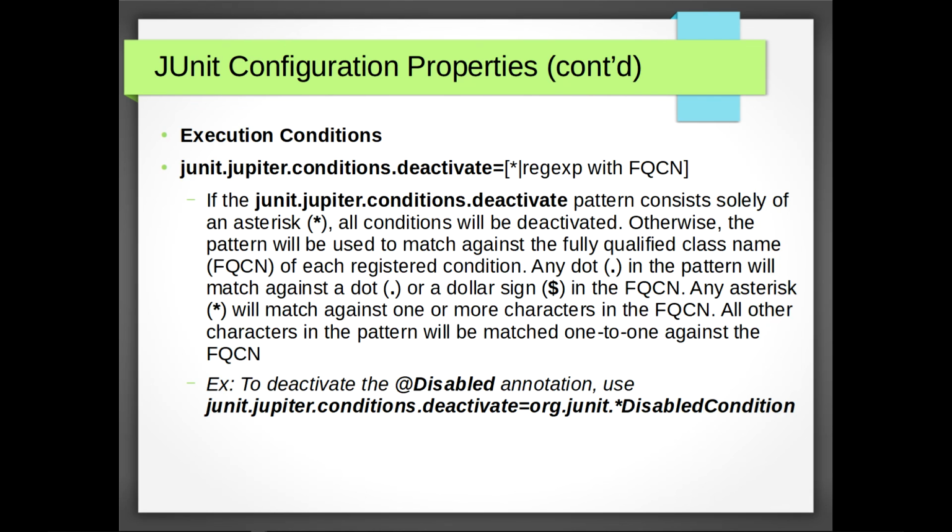Alright, if the junit.jupyter.conditions.deactivate pattern consists solely of an asterisk, all conditions will be deactivated. Otherwise, the pattern will be used to match against the fully qualified class name of each registered condition. Any dot in the pattern will match against a dot or a $ sign in the fully qualified class name, which makes sense because it is a separator between either a top-level class or an inner class. Any asterisk will match against one or more characters in the fully qualified class name. All other characters in the pattern will be matched one-to-one against the fully qualified class name.